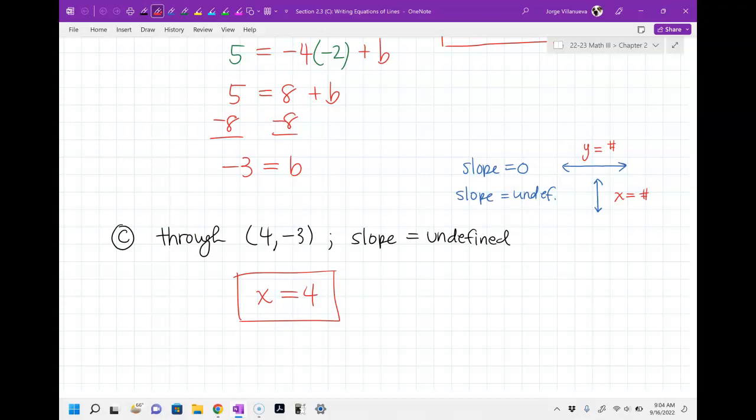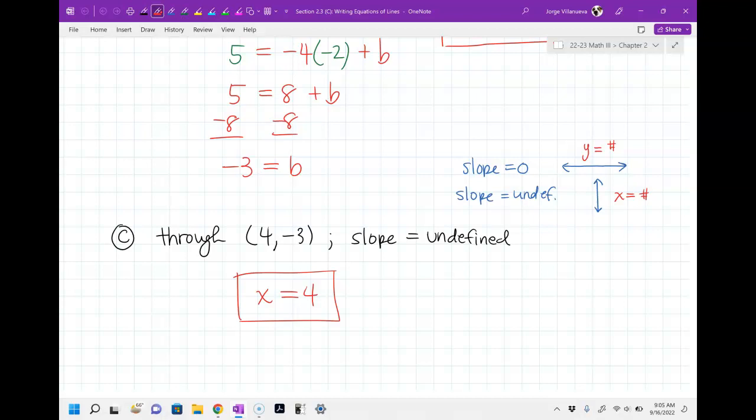It does look like it's going to be weird and difficult because it says undefined, but in reality, you just have to remember we learned about horizontal and vertical lines yesterday. An undefined slope is considered a vertical line, and the formula for a vertical line is x equals whatever the x value is. My x value is 4. My y value is -3, but I just need the x value, so x equals 4.